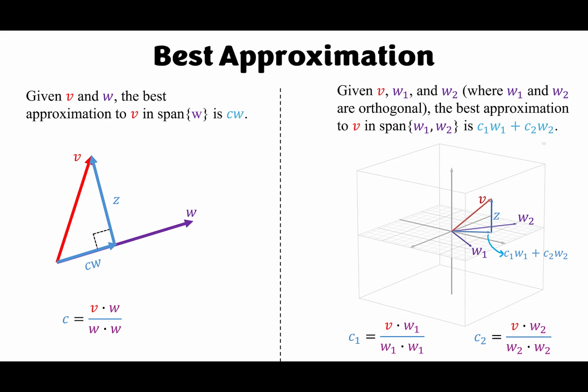So we'll apply this knowledge of best approximations, and you'll really want to remember these ratios of dot products, and that the best approximation is c1 w1 plus c2 w2 if you're working in the 3-dimensional case, but you can keep going in higher dimensions if you'd like. All right, let's look at an example.